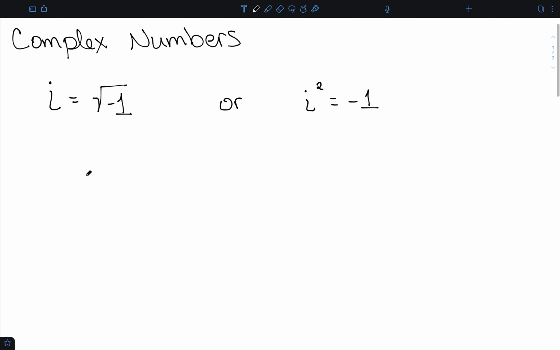So complex numbers are anything of the form a plus bi, where a and b are real numbers. Things like 3 minus 7i or -4 plus 2i would be examples of complex numbers.